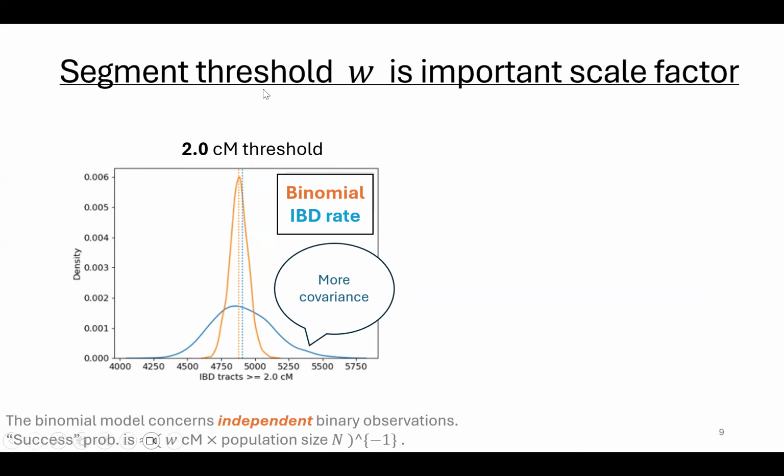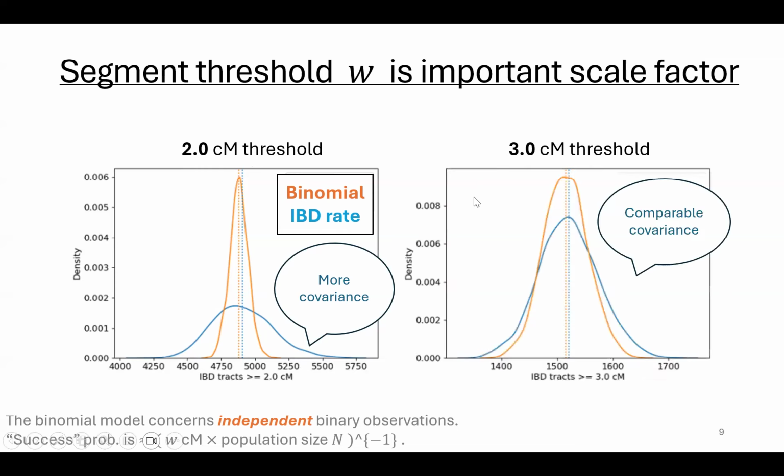Here I've been using this 2 centimorgan threshold. As I increase our centimorgan threshold to 3, our blue and orange kernel density estimates are starting to look more similar. And here, comparable covariance. So this is giving us some intuition that one situation in which perhaps we're going to achieve the central limit theorem is using a large centimorgan detection threshold.